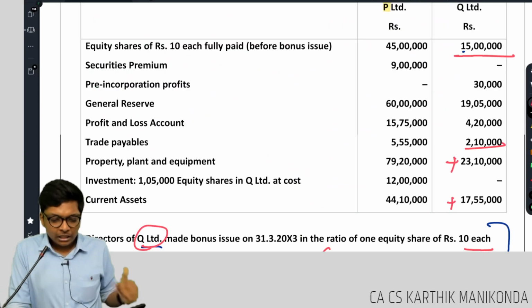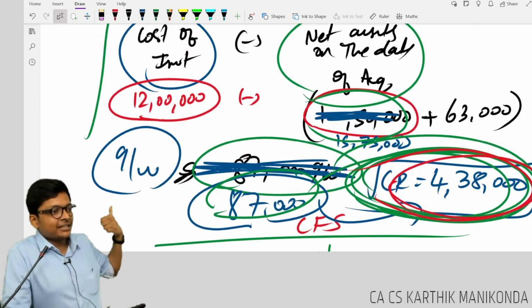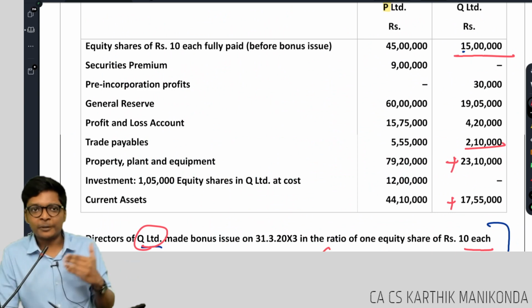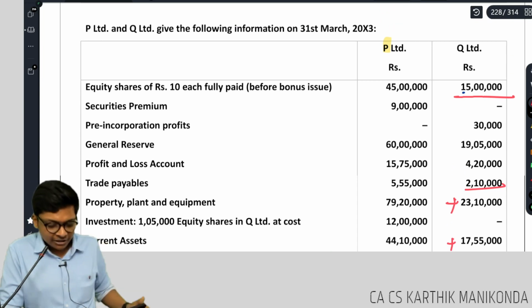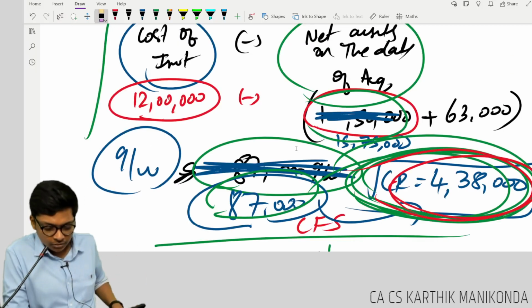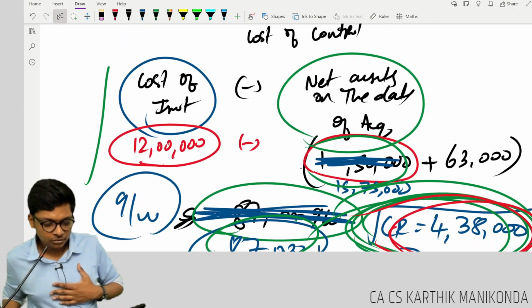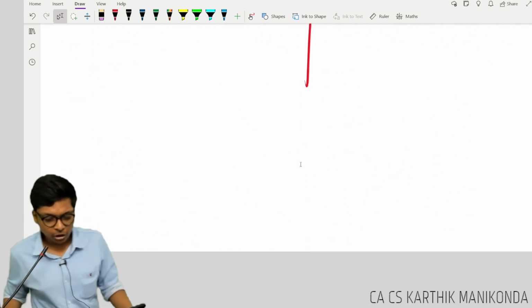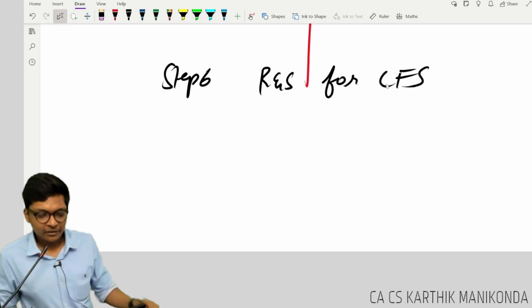Now I will prepare the consolidated balance sheet. Have you all written till here, guys? Capital reserve 4,38,000. Everybody wrote till there, guys. Now let's prepare together. Carefully tell me, I am preparing balance sheet after consolidation. Somebody is writing this. What you will write? Oh, step 6. Correct. You are right. My bad only. Step 6 I forgot. Very good. Step 6 is reserves and surplus for the purpose of consolidated. Very good. Valid point only.